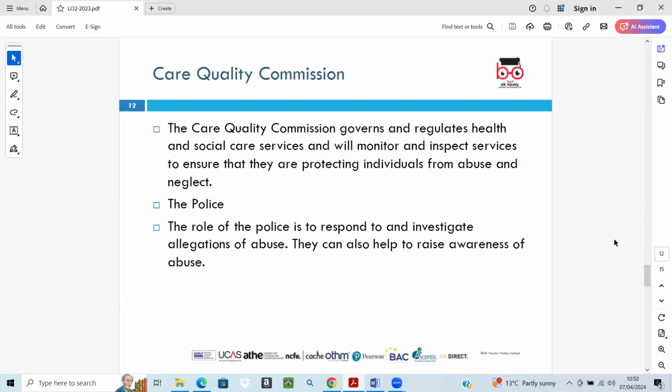The police work to protect individuals who are at risk of harm from abuse or neglect. Then police also raise awareness. The police also play a role in raising awareness of abuse, educating the public and professionals about the signs of abuse and the importance of reporting concerns.